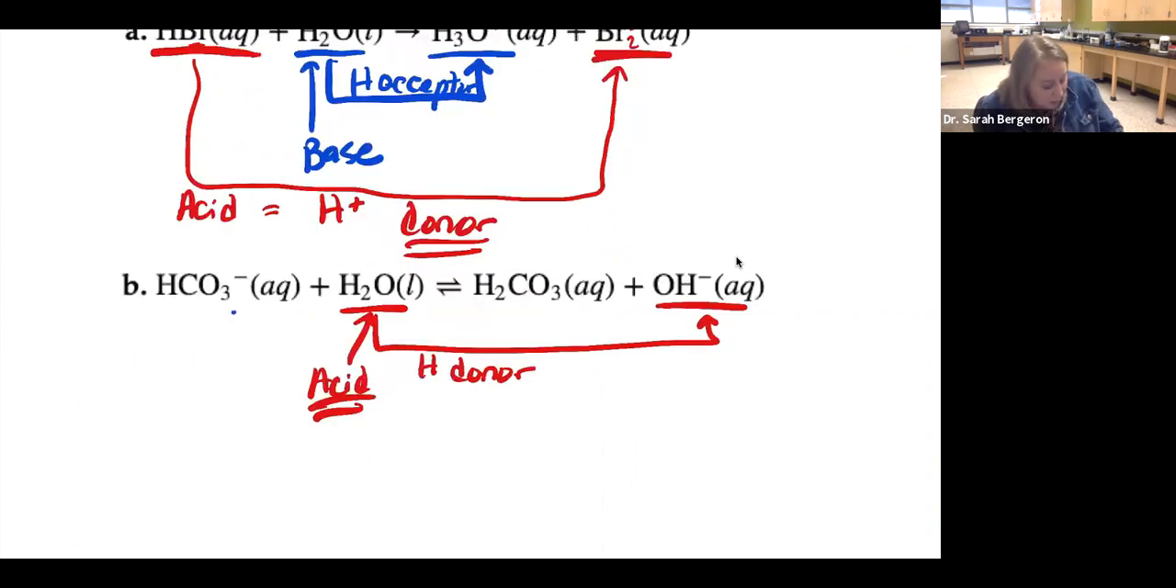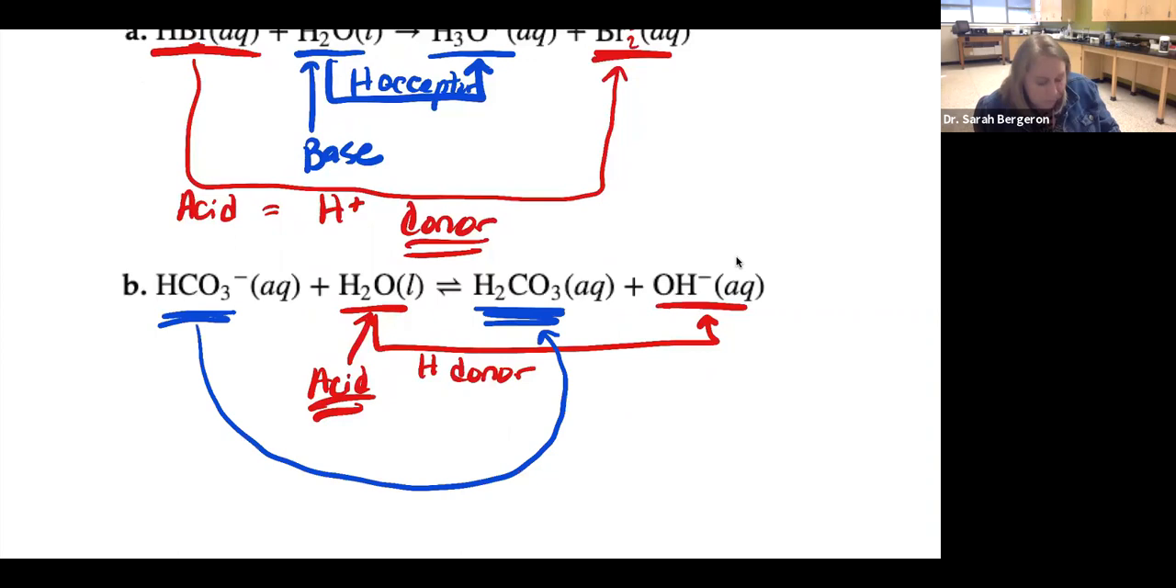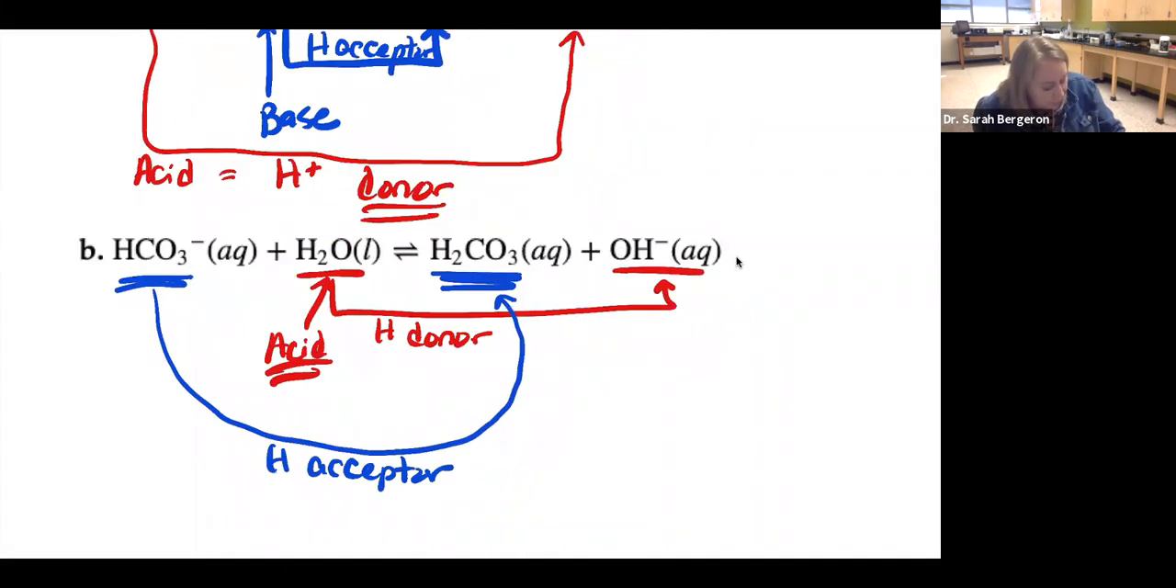Okay, now HCO3 minus to H2CO3. So what happened to get from here to here? Well, I had to accept a hydrogen. I had to be a hydrogen acceptor, right? My hydrogen acceptor is what I call my base.